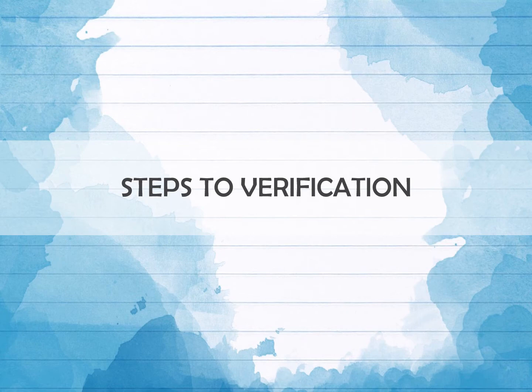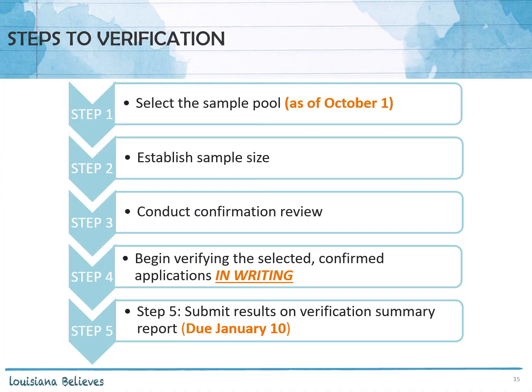Now let's discuss the steps to verification. Here is an overview of the steps involved. First, you will select the sample pool as of the number of applications on file on October 1st. Second, you will establish your sample size. The sample size must be based on the October 1st sample pool.